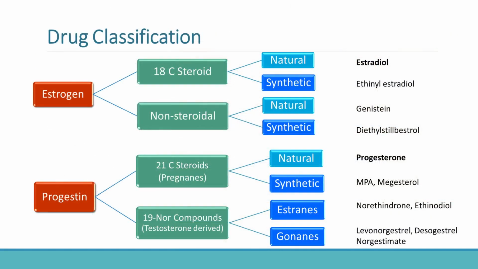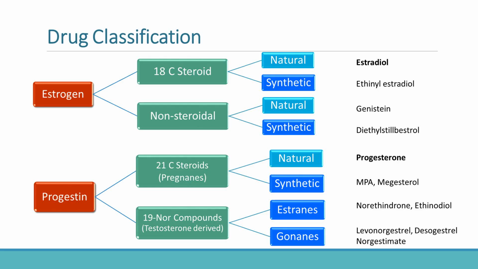This slide summarizes classification of estrogenic and progestational drugs. Estrogens may be natural or synthetic. Estradiol is the principal natural estrogen, whereas ethinyl estradiol is a commonly used synthetic estrogen. Nonsteroidal estrogens such as diethylstilbestrol are structurally different but still activate estrogen receptors.